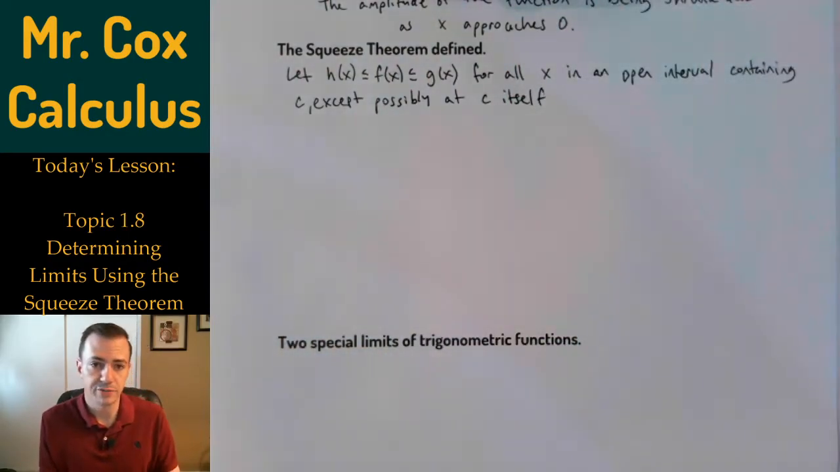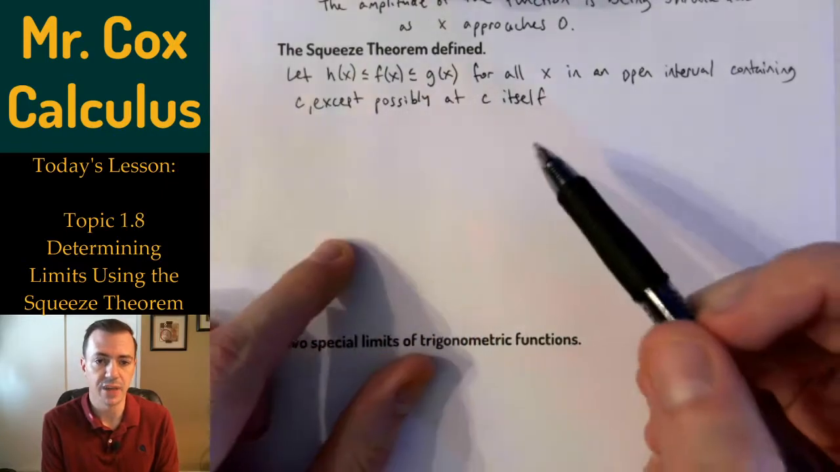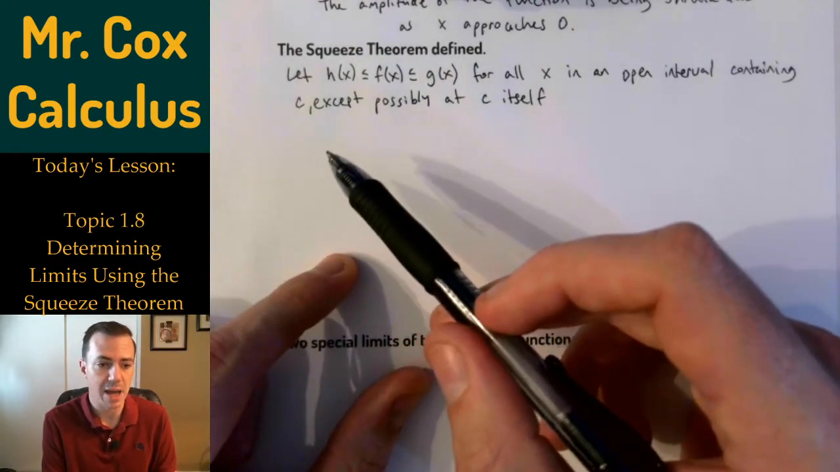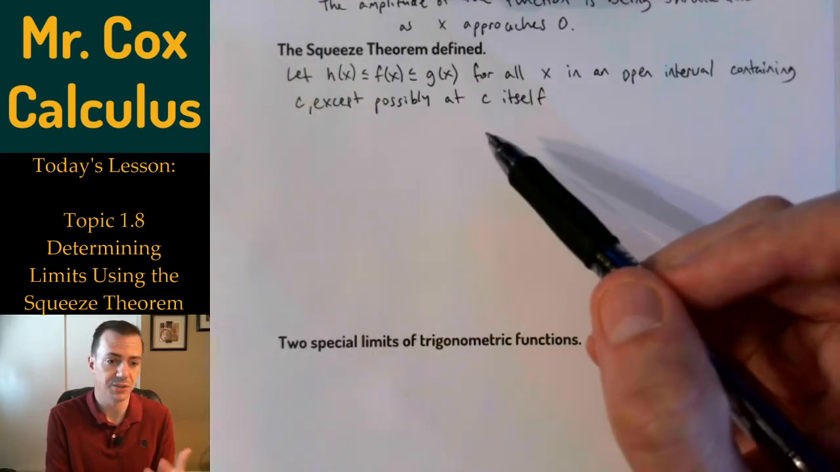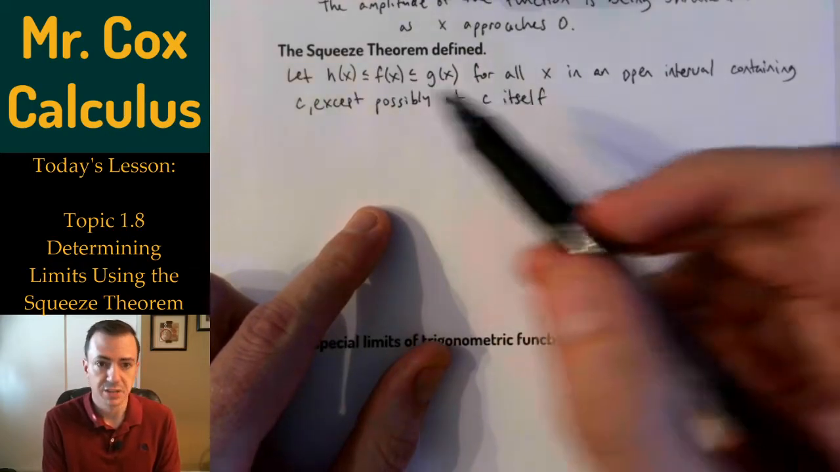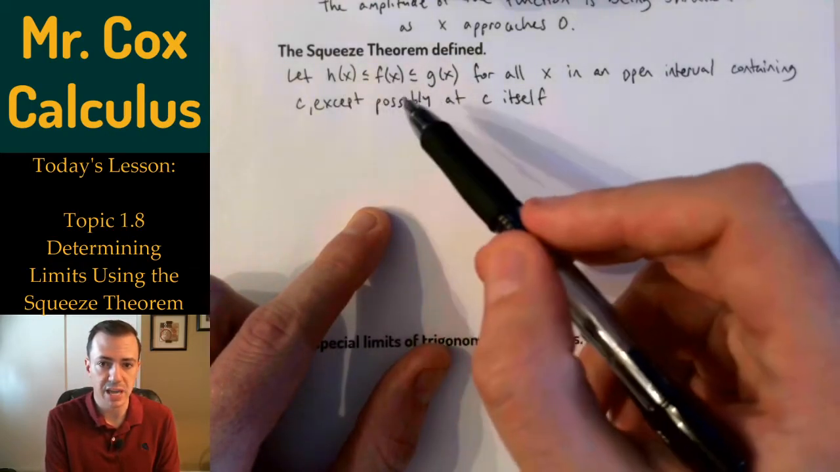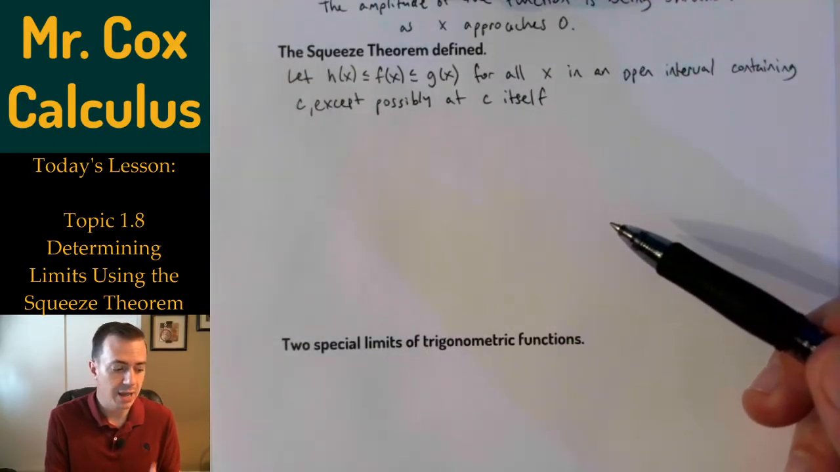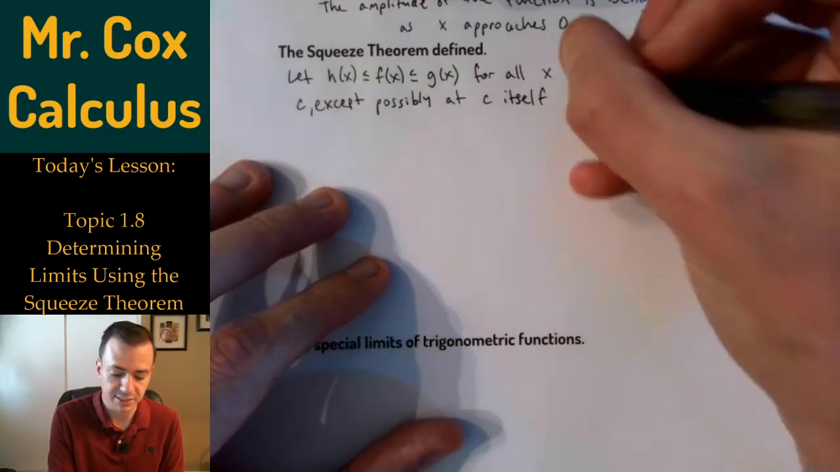We're going to want to focus on the limit as x approaches c of our function f of x here. And you'll recall with limits, we're not actually interested in what happens at c itself, and that's also going to be true when we look at the squeeze theorem. So we've got f of x bound between h and g for all x in an open interval containing c, except possibly at c itself.